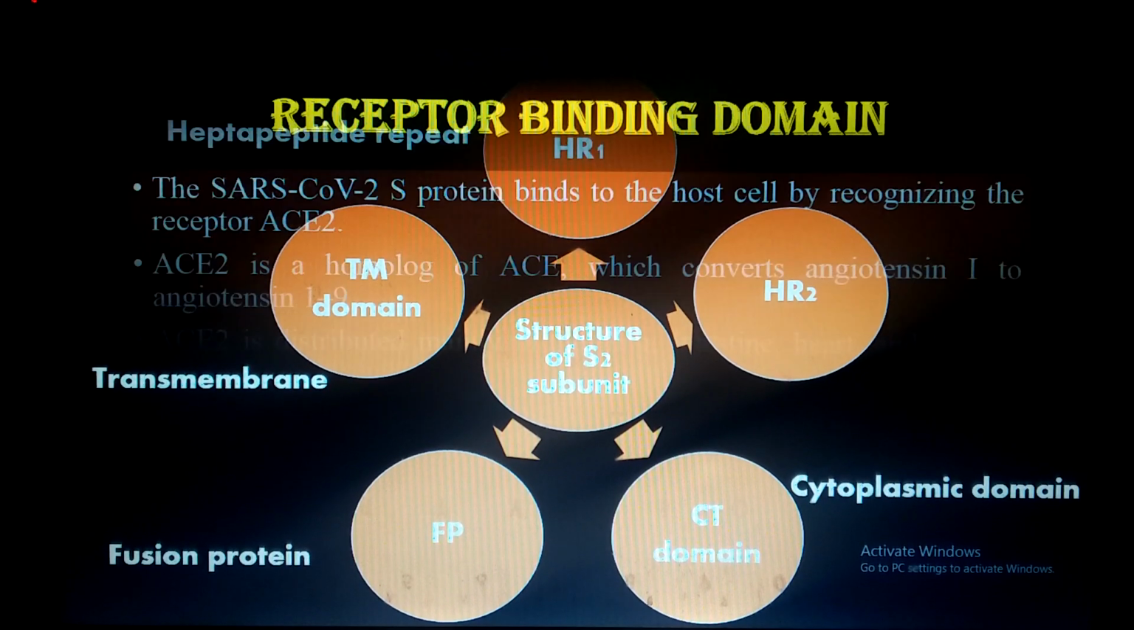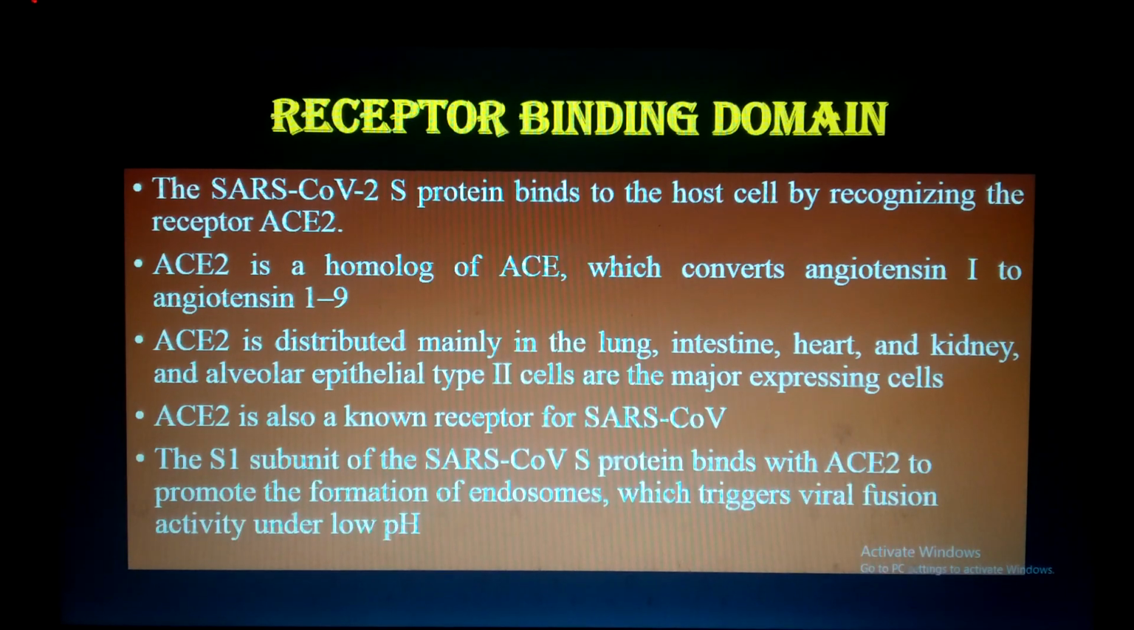Is it clear now? Now, the receptor binding domain. First of all, what is the receptor for the coronavirus on the human cell or on the host cell? SARS coronavirus 2 S protein binds to the host cell by recognizing the receptor ACE2. And what is ACE2? A for angiotensin, C for converting, E for enzyme. This is the angiotensin converting enzyme which converts angiotensin 1 into angiotensin 1 to 9.